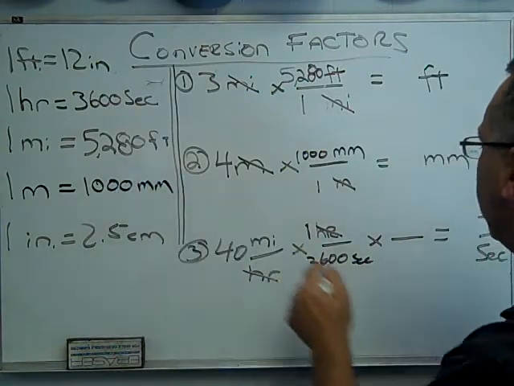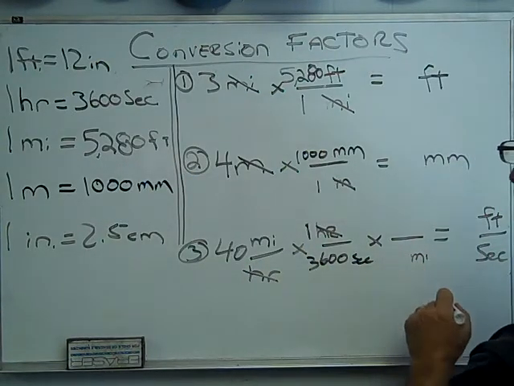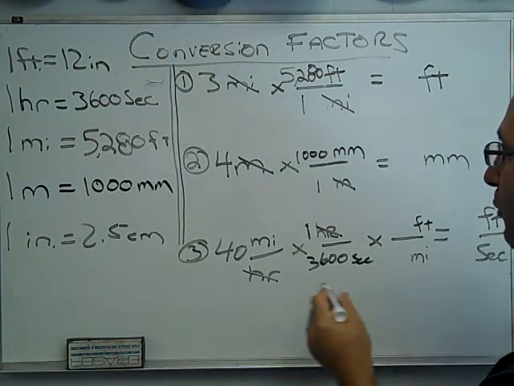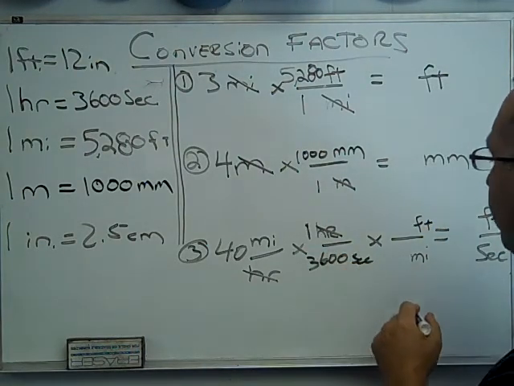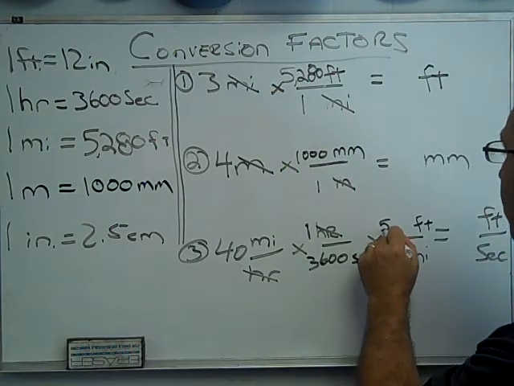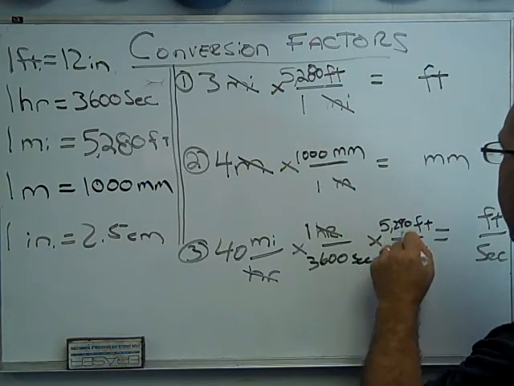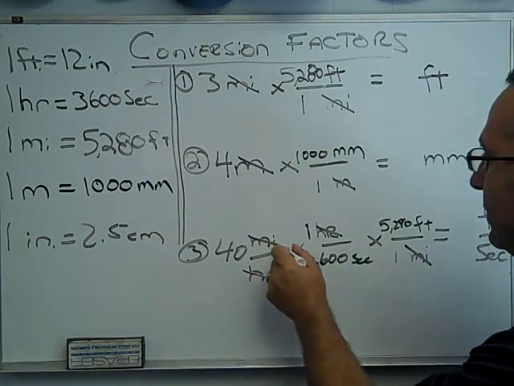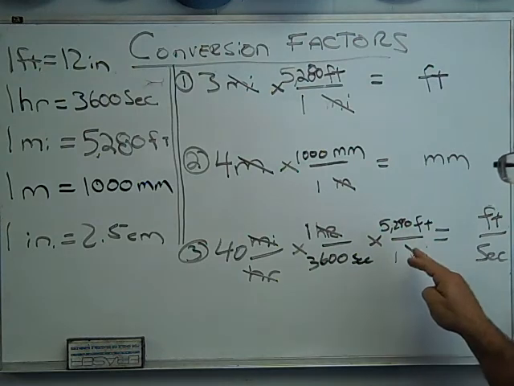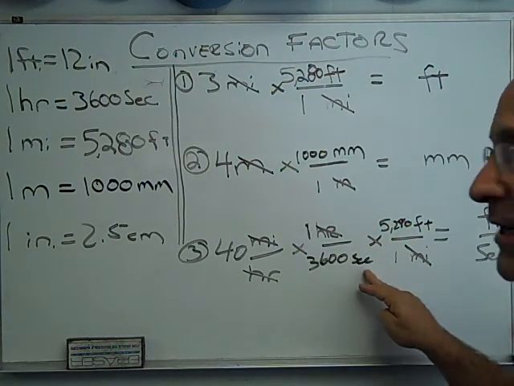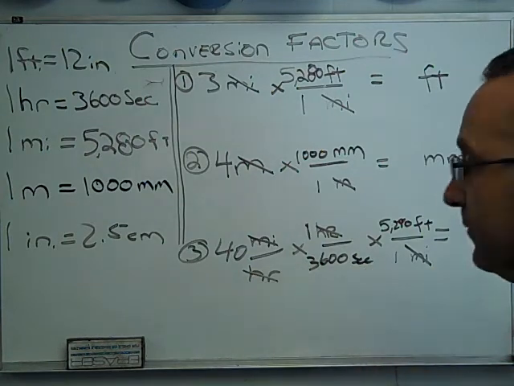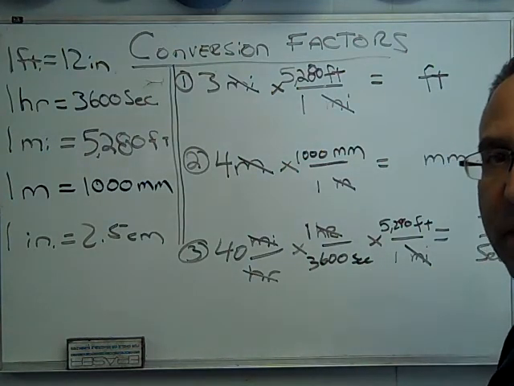You want to cancel miles here, so you want miles on the bottom and feet on top. For the ratio, you just plug in the factors: 1 mile equals 5,280 feet. You can see that the miles cancel, and you're left with exactly what you're looking for, feet per second. You just make this multiplication and division, and you'll get feet per second.